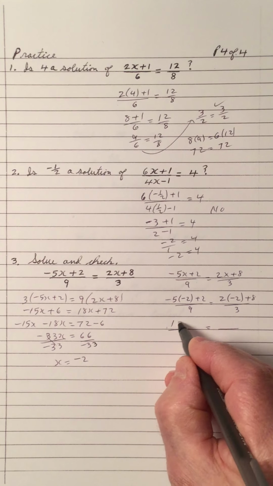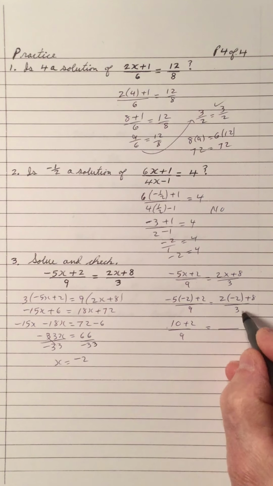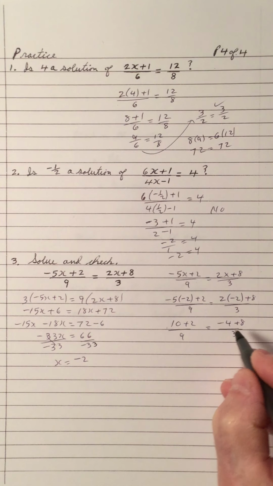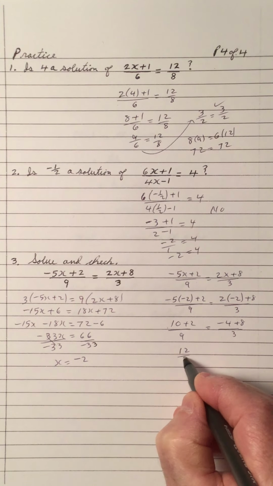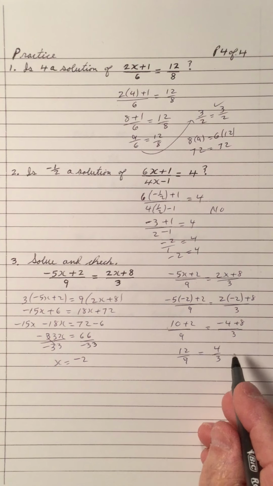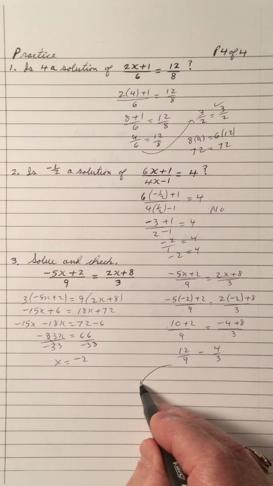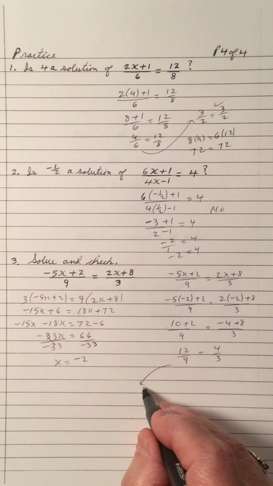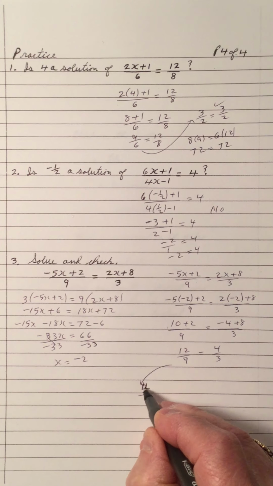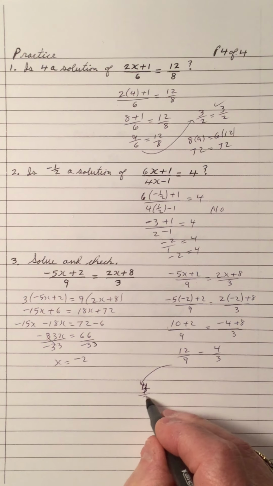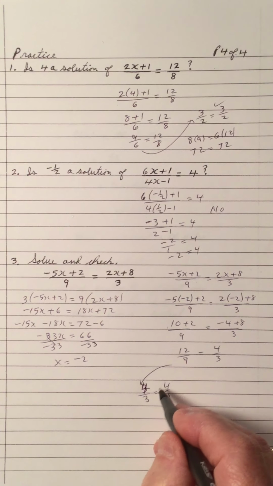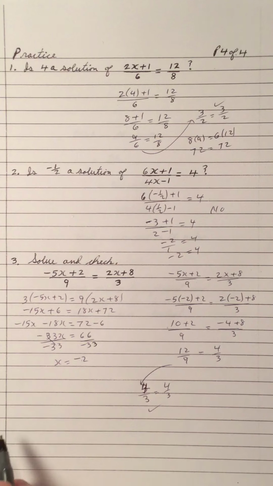So that's a 10 plus 2 over 9. And that's a negative 4 plus 8 over 3. That's a 12 over 9. And that's a 4 over 3. Two choices. 12 over 9, 3 into 12 goes 4. 3 is the GCF. 3 into 9 goes 3. So you can reduce 12 over 9 to 4 over 3 and say, yep, negative 2 is an answer.